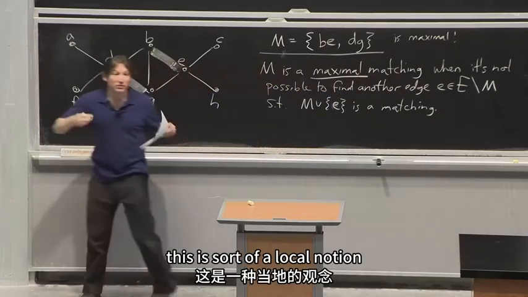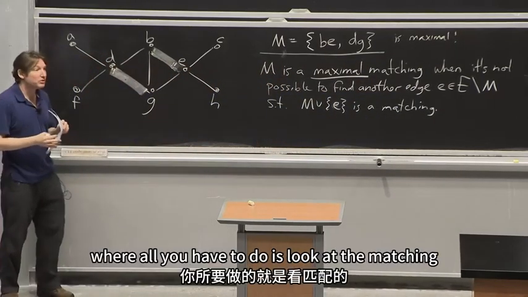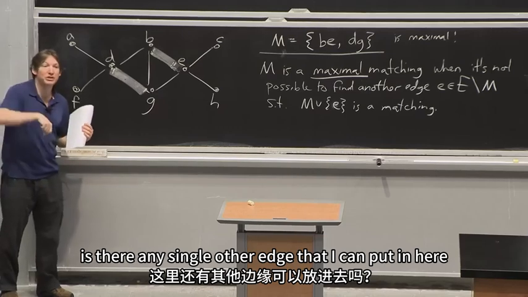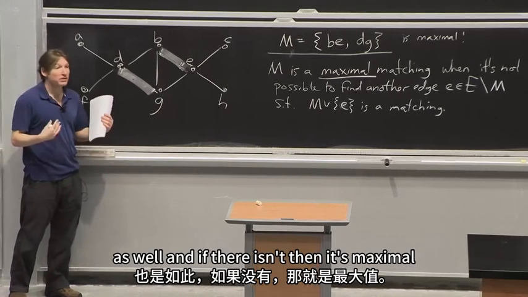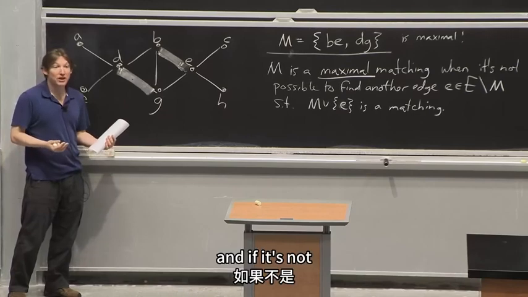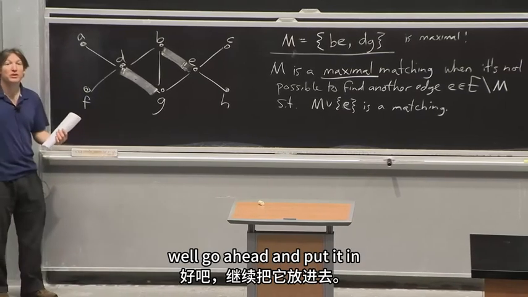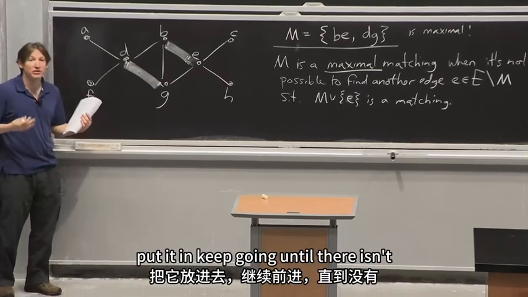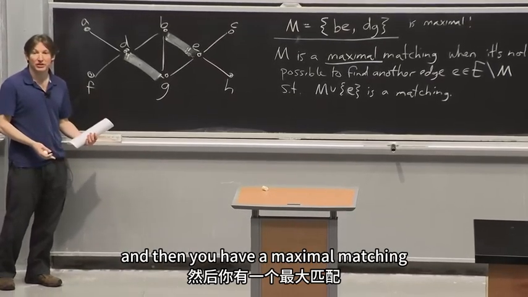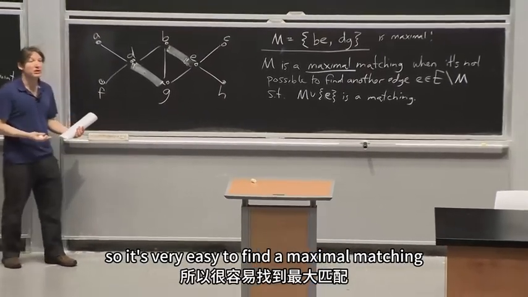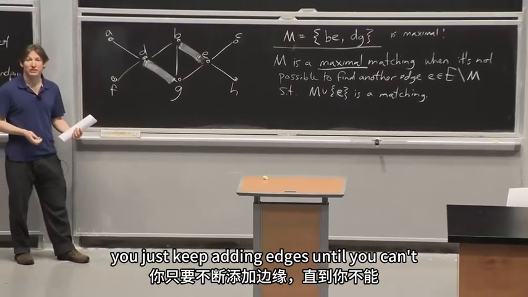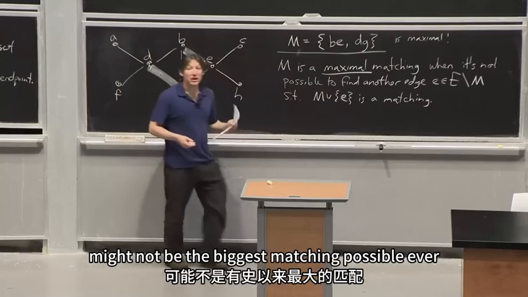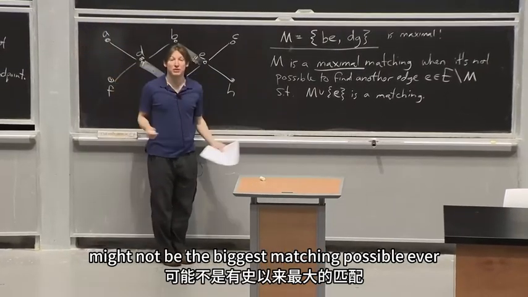Does that make sense? This is sort of a local notion where all you have to do is look at the matching you have and ask, is there any single other edge that I can put in here as well? And if there isn't, then it's maximal. And if there is another edge you can put in, well, go ahead and put it in. Then search again. If there's yet another edge you can put in, put it in. Keep going until there isn't, and then you have a maximal matching. So it's very easy to find a maximal matching. You just keep adding edges until you can't. The difference is that that maximal matching you find might not be the biggest matching possible ever.